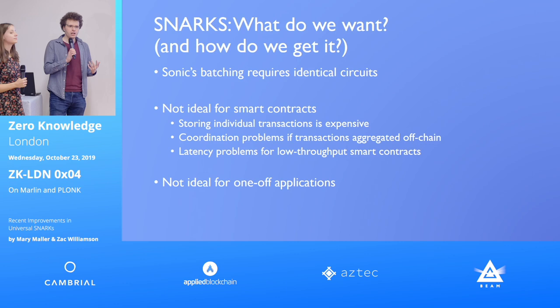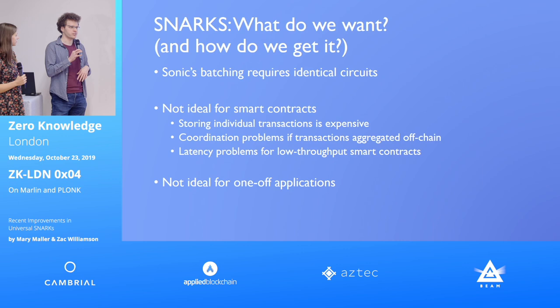What if you're in a setting where batching proofs is difficult? For example, if you are creating a smart contract where you want some private variables, batching proofs will be difficult because storing individual transactions on chain as you aggregate them into a batch is going to be extremely expensive. If you aggregate your proofs off chain, then you start getting into big coordination problems, race conditions and censorship attacks.